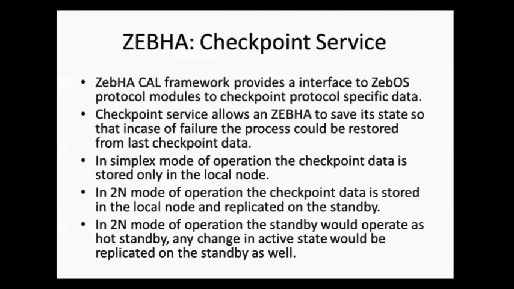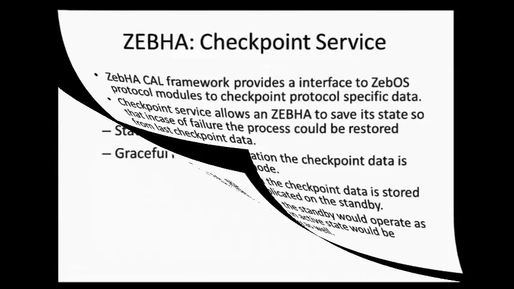Any change in active would be replicated on the standby as well. So both active and standby would be in perfect sync with each other if ZebHA is running on both active and standby. Any process change in the active node would be immediately replicated on the standby. So in case of any failure on the active node, standby would take over from where active has left.